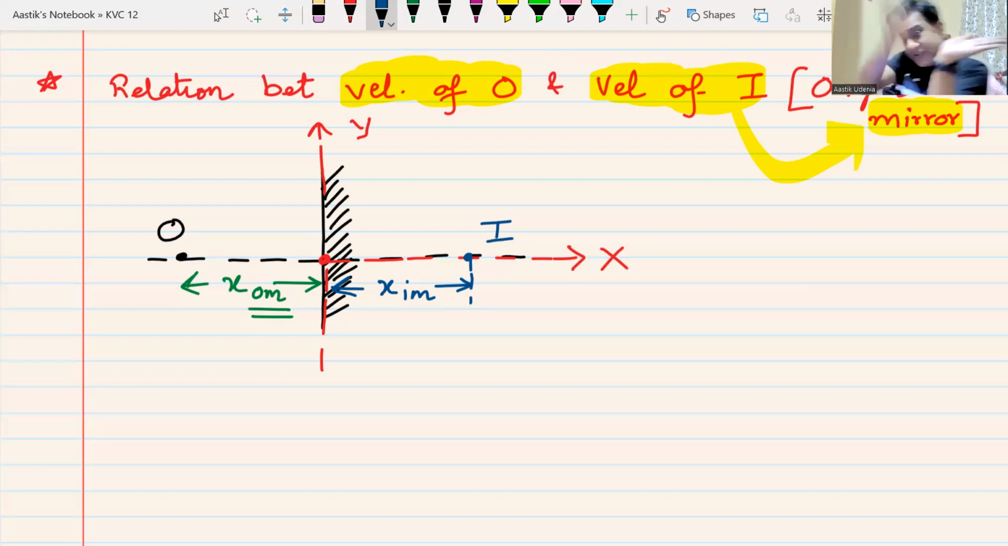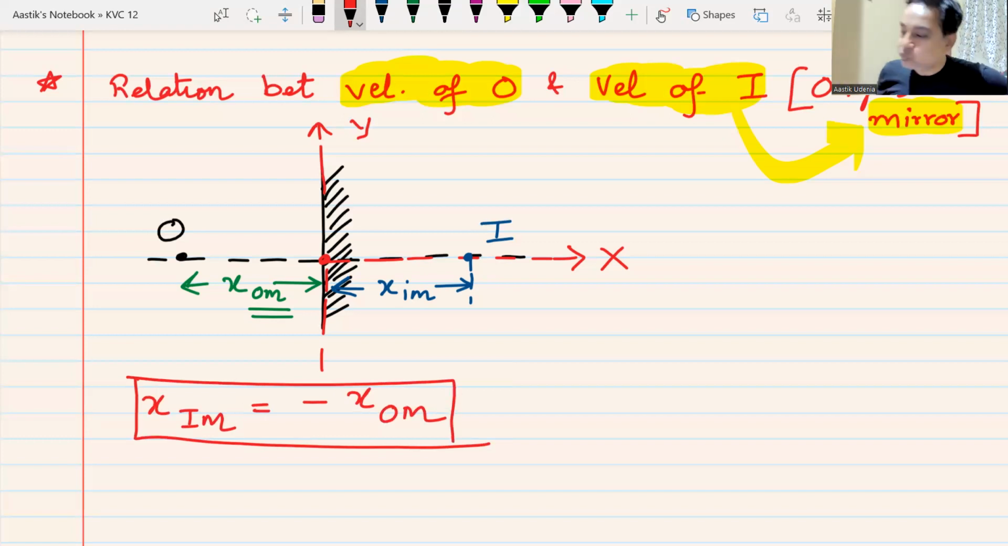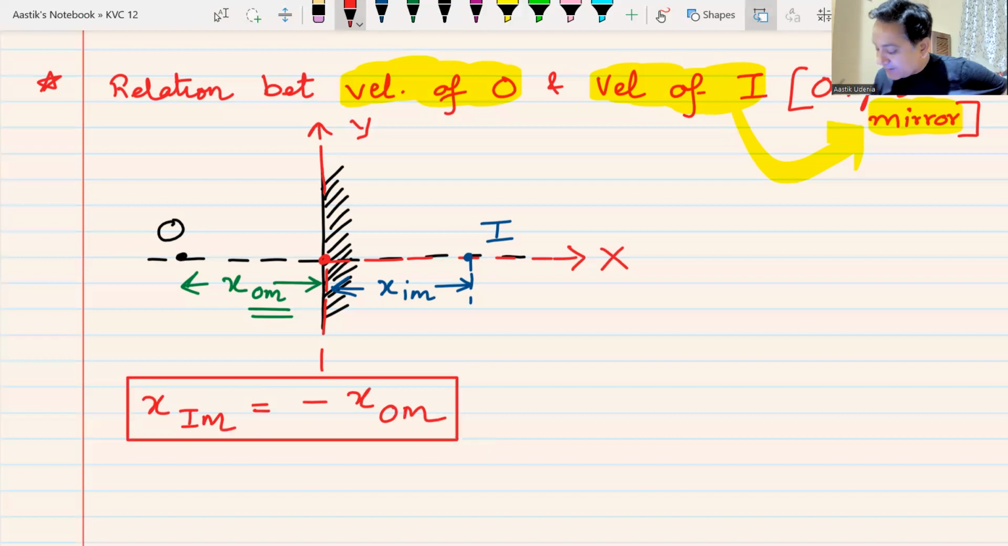If the object is here, the image has to be there. Origin is here. So if one is positive, the other one is negative. If this is positive, this is negative. If you understand this, then I can simply write the relation: XIM will be negative of XOM. If anyone has a problem, please raise it now. XIM is negative of XOM. Do we understand this, my dear friends? Can I have raised hands from everyone that we understand this? Yes, we understand this. This is equation number 1, let us say.